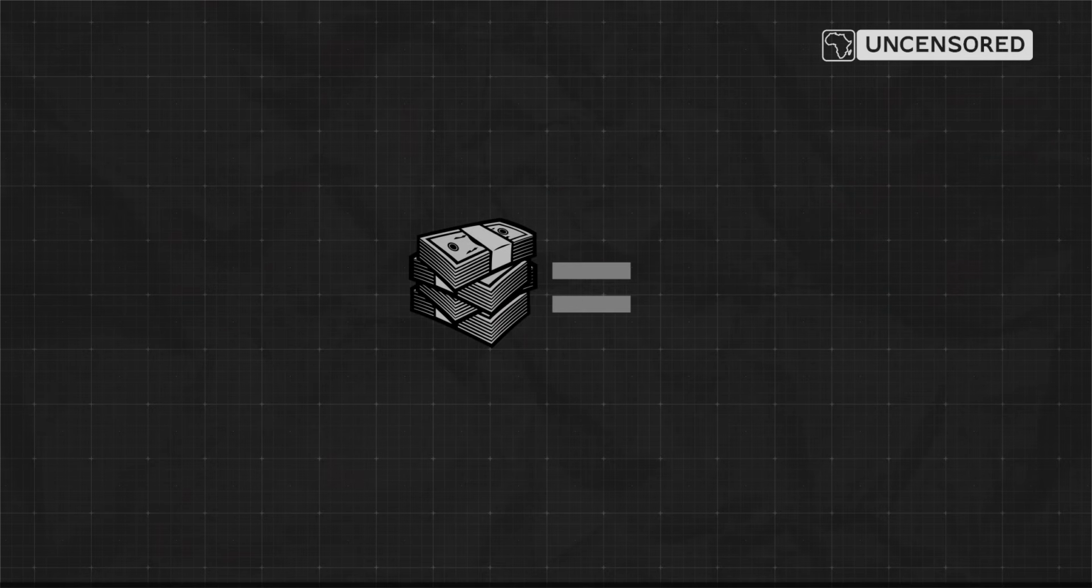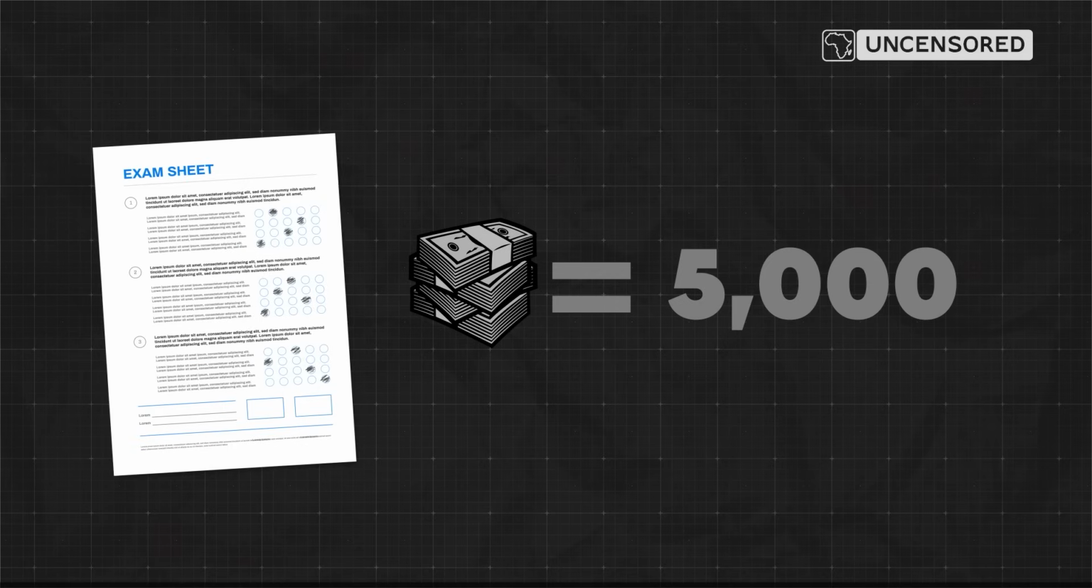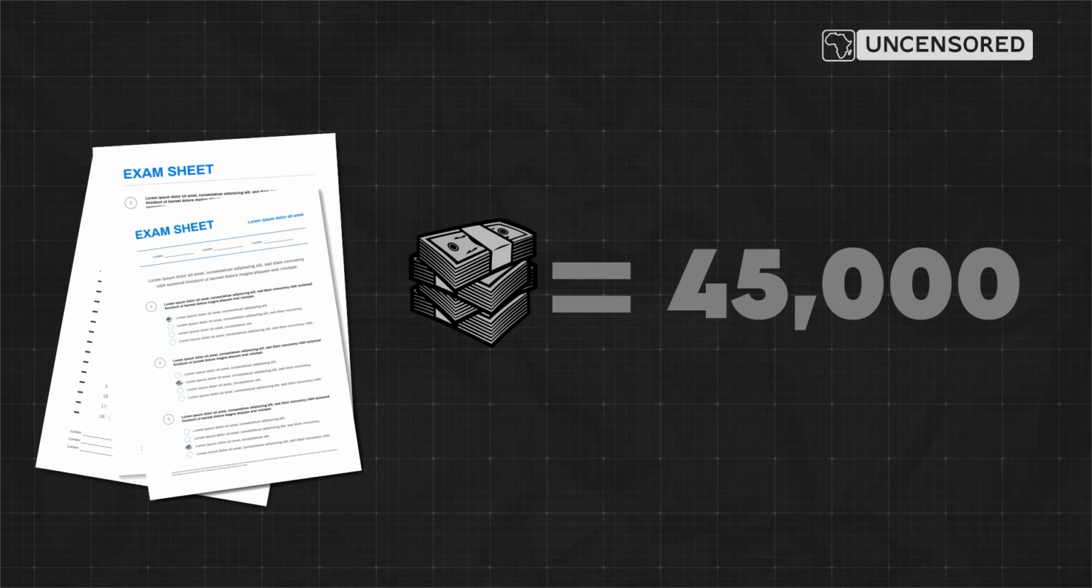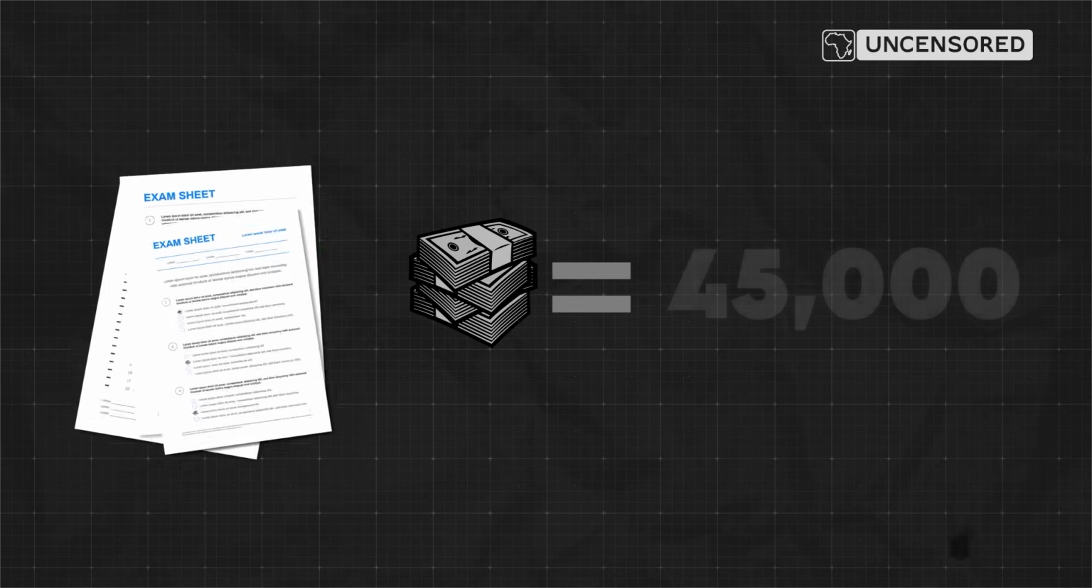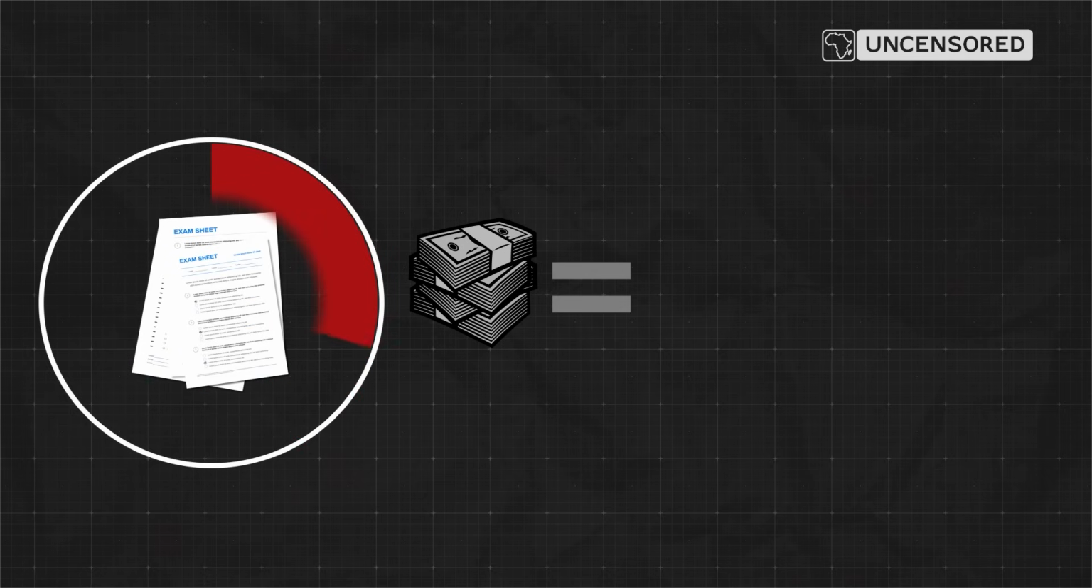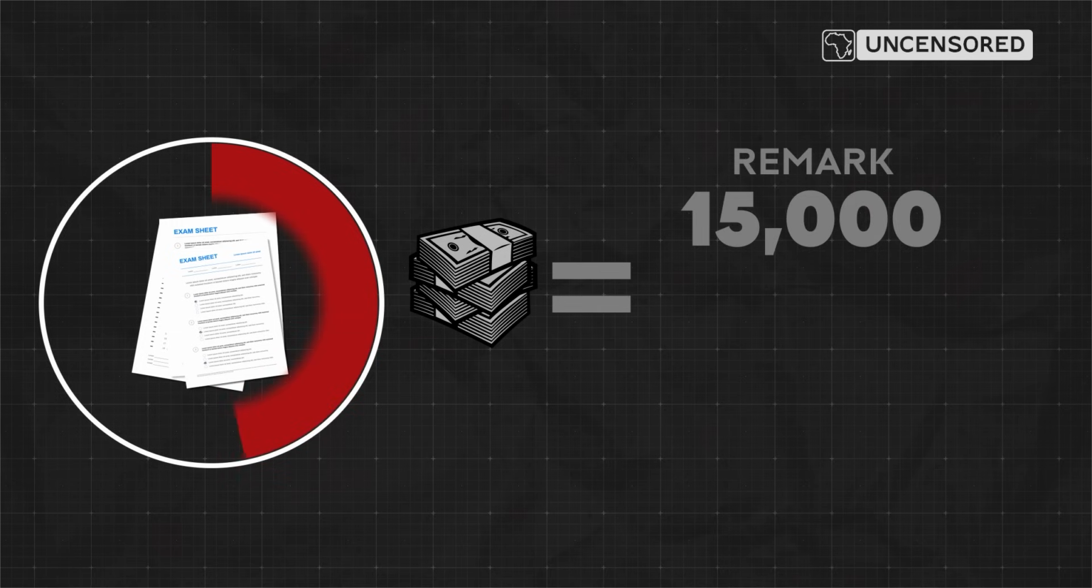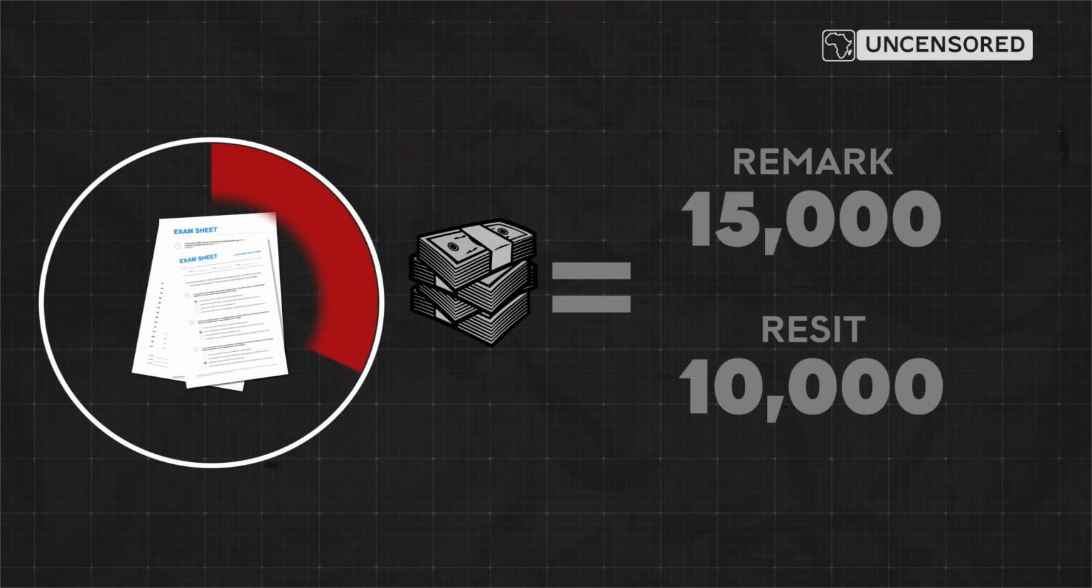Let's break down the costs. To sit for the bar exams, students are charged 5,000 per paper, totaling 45,000 per exam season. However, if you fail to attain the 50% mark, the real expenses kick in. You can either pay 15,000 for a remark or 10,000 to resit the paper.